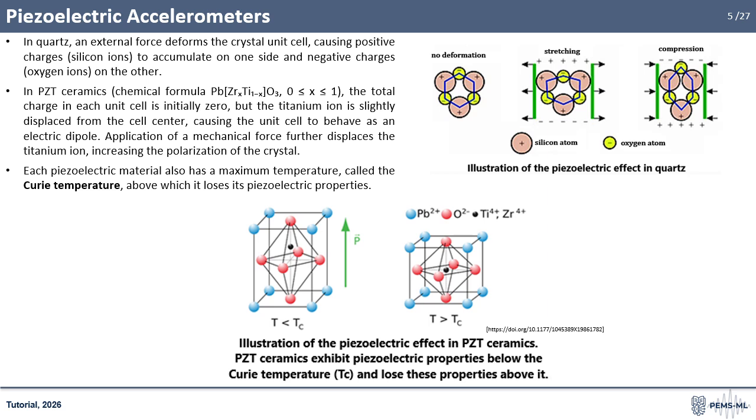In quartz, an external force deforms the crystal unit cell, causing positive charges, silicon ions, to accumulate on one side and negative charges, oxygen ions, on the other. In PZT ceramics, the total charge of each unit cell is initially zero, but a slight displacement of the titanium ion makes the unit cell behave as an electric dipole. When a mechanical force is applied, this displacement increases, leading to higher polarization. Each piezoelectric material has a maximum operating temperature, called the Curie temperature, above which it loses its piezoelectric properties.